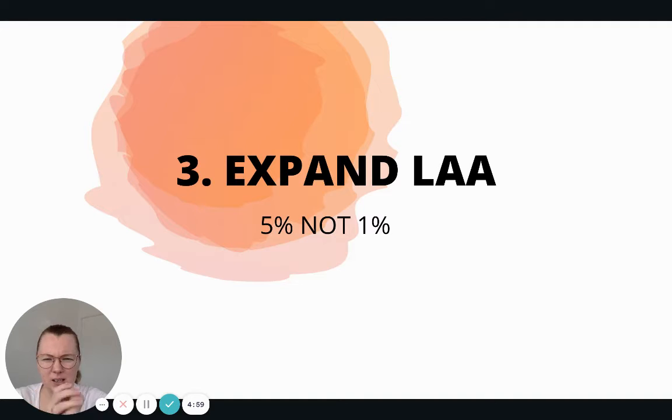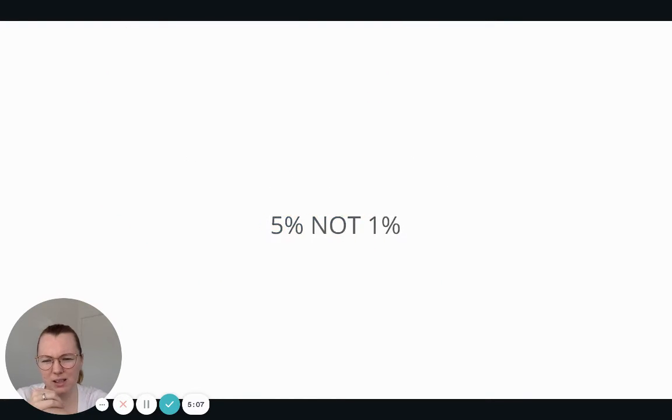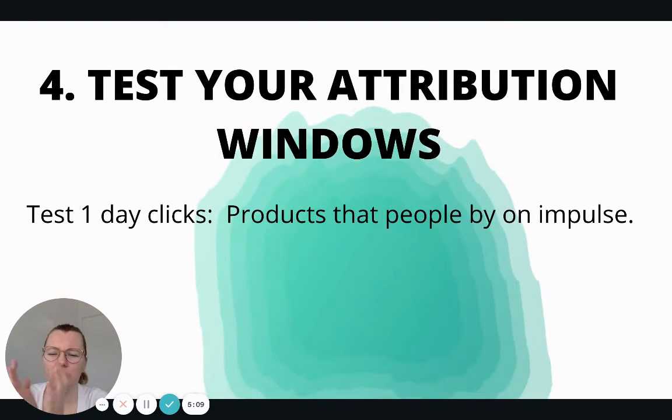Tip number 3, expand your lookalike audience. Use 5%, not 1%. We've always said 1%, but we have now expanded it to 5% and it's been working well. Once again, all these tips you have to test yourself, because at the moment things are not 100% certain. So you really do need to test them for you, because what works for me may not work for you. Number 4 is test your attribution windows.